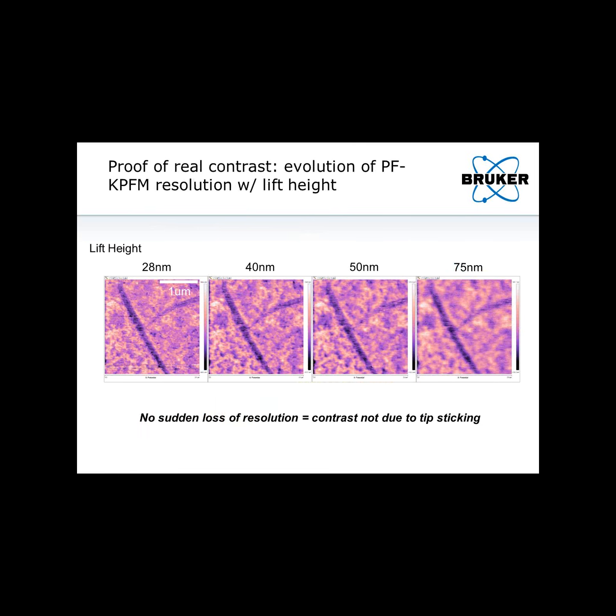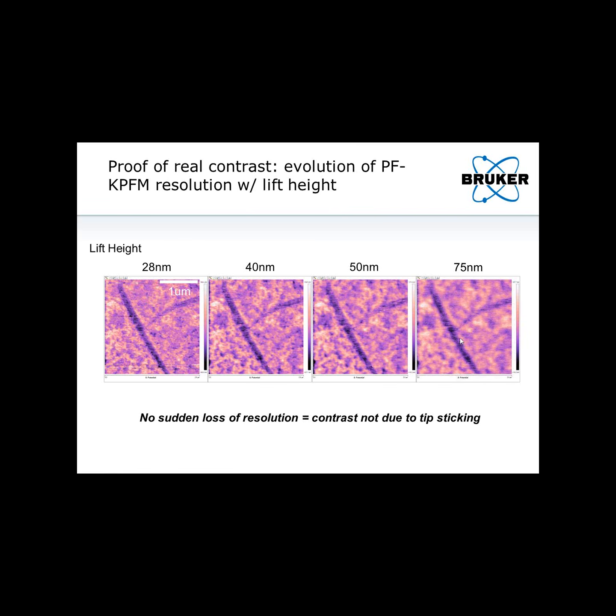So we did the same thing with graphene. We looked at an area centered on the cross that I showed you in the previous image. And we varied the lift height from 28 nanometers to 75 nanometers. And the take-home message here is that we did not lose any of these features. They just got a little bit more blurry.